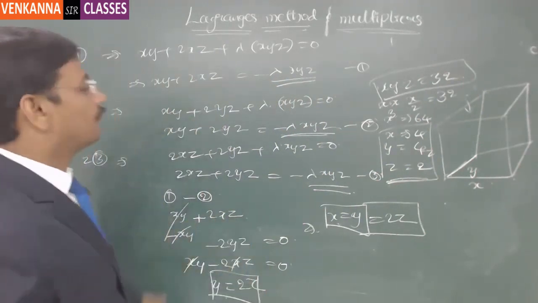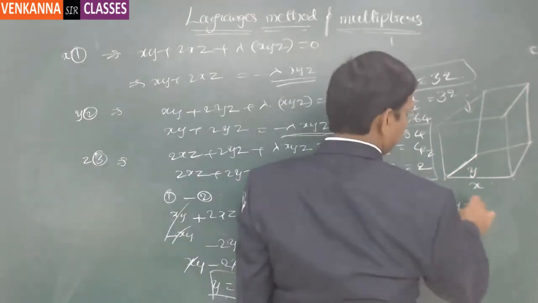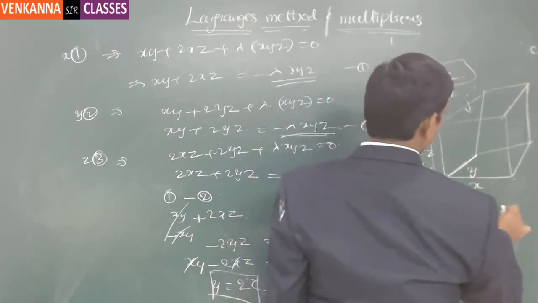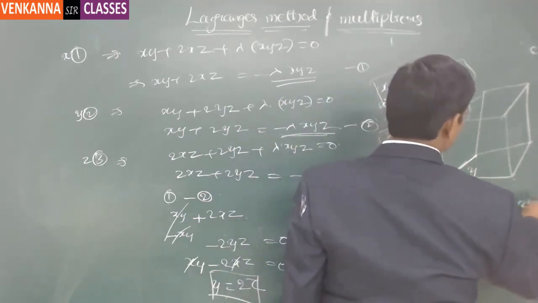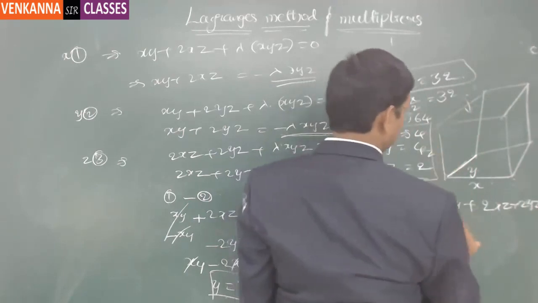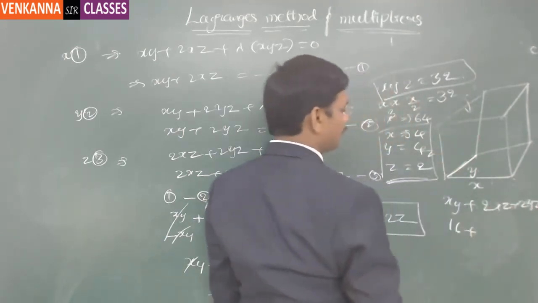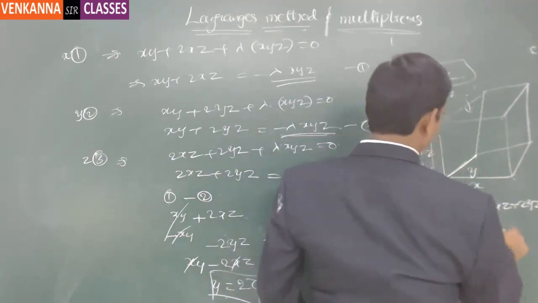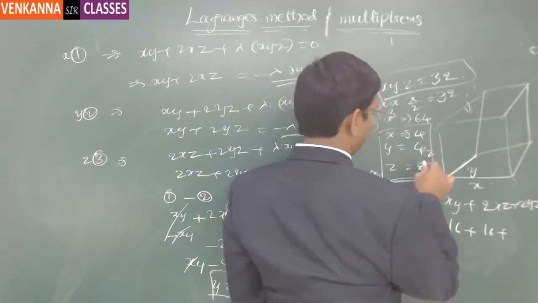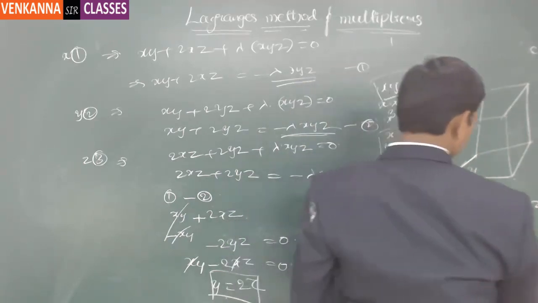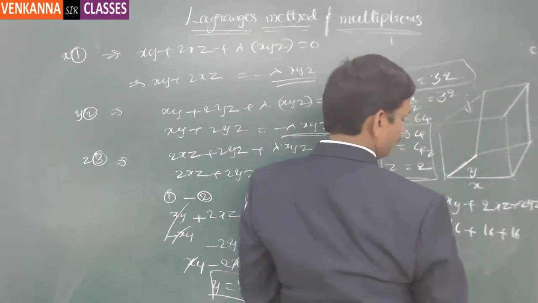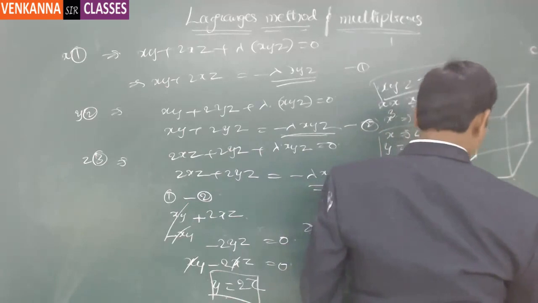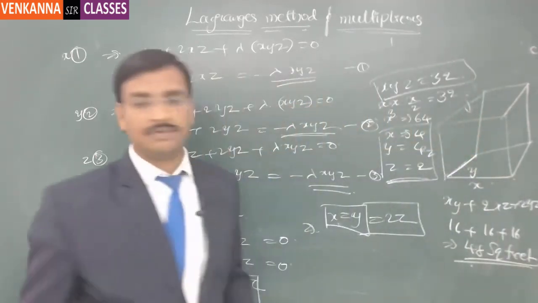So that surface area is xy plus 2 times xz plus 2 times yz. So xy is 16, plus 2 times xz. xz is 8 into 2, 16, plus 2yz, 8 into 2. So this is 16. So 3 times 16, 48 square feet. So this is the least material that we can have.